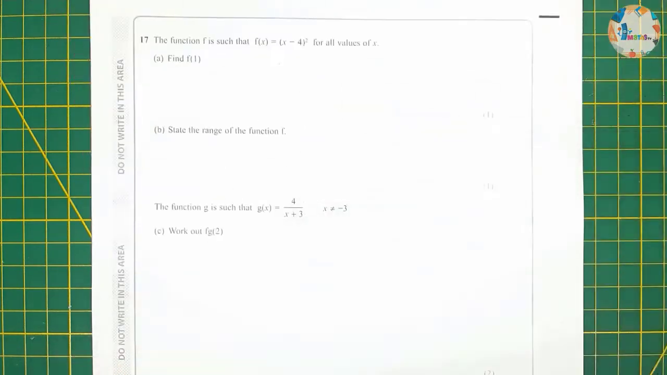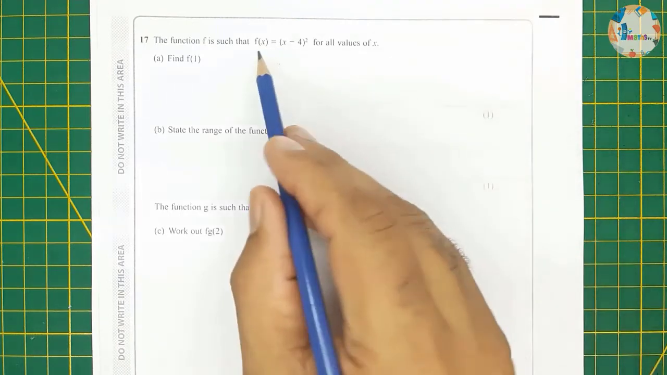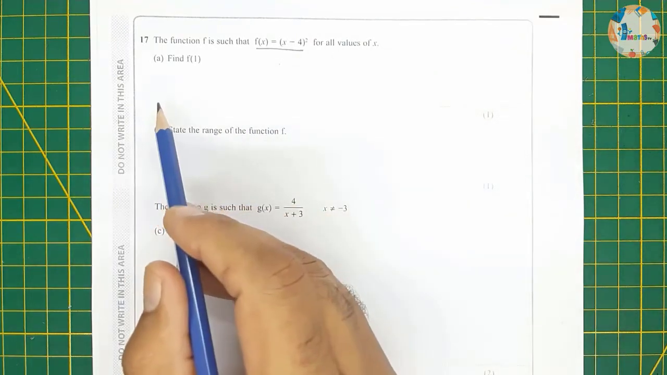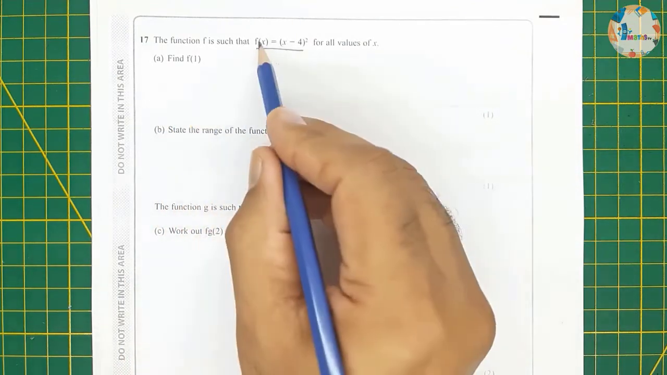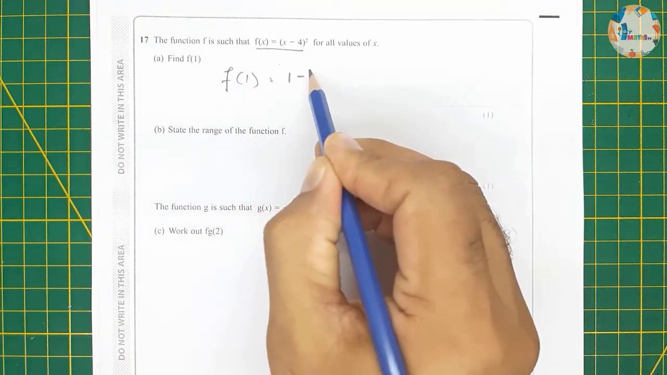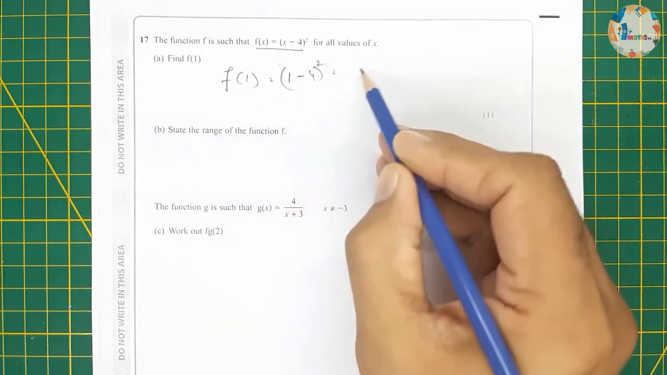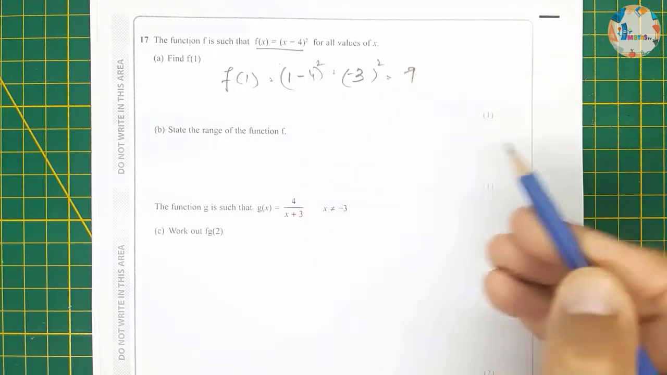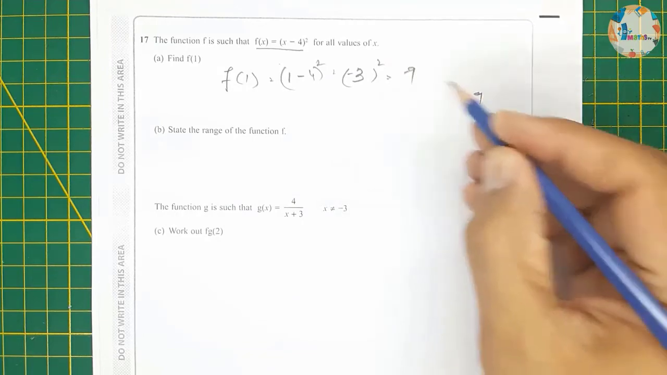Now question number 17. The function f is such that f of x is equal to this one for all values of x. Find f of 1. F of 1, we will replace 1 in this question. So 1 minus 4 square, which is equal to minus 3 square, which is equal to 9. So our answer will be here 9.